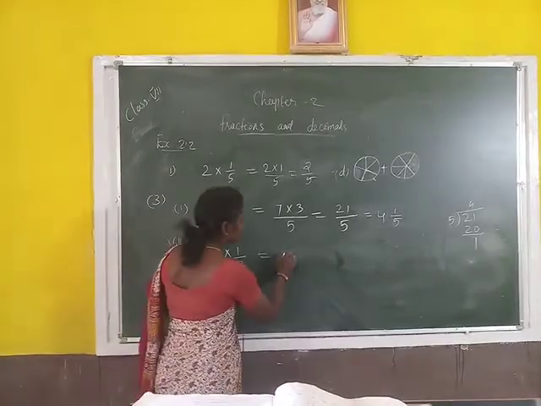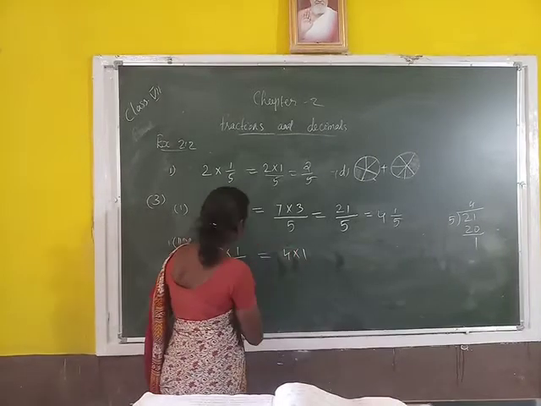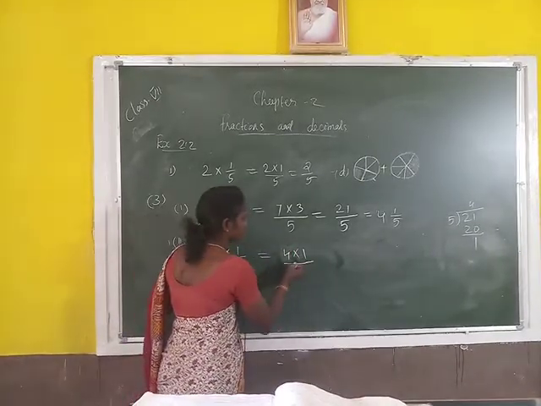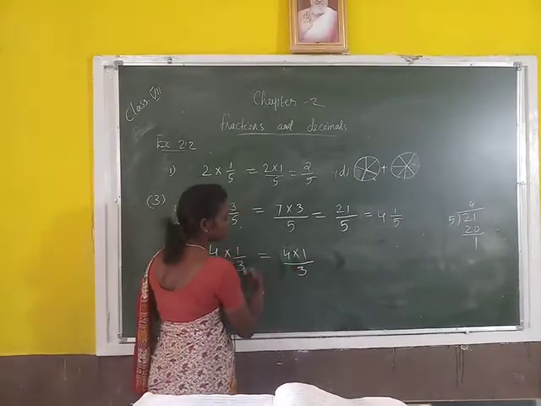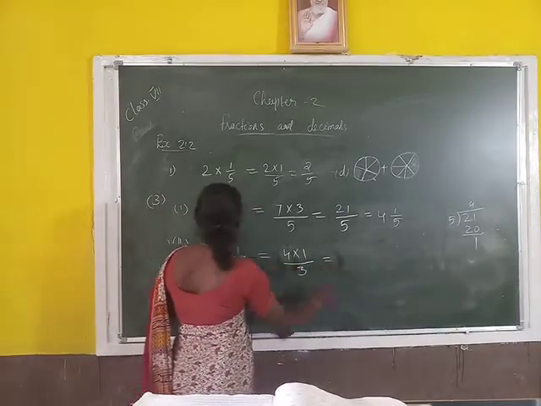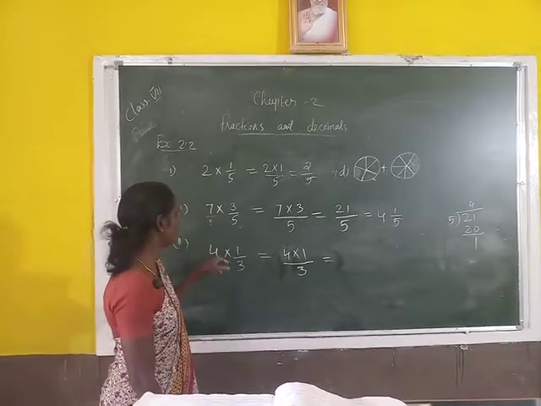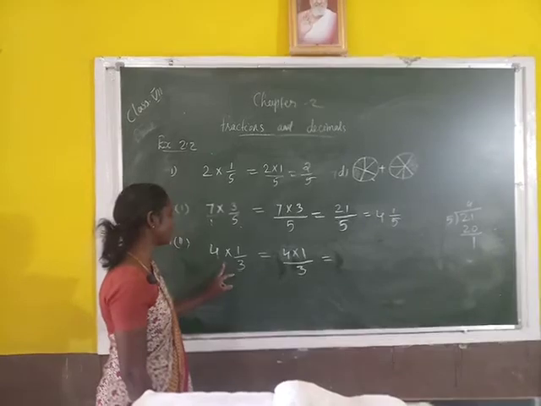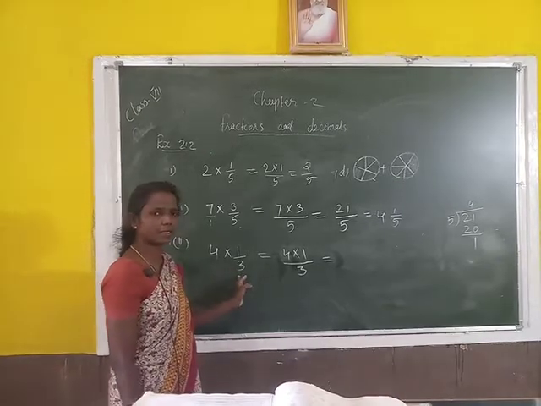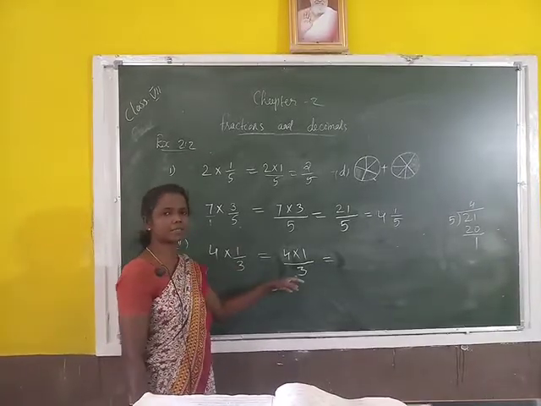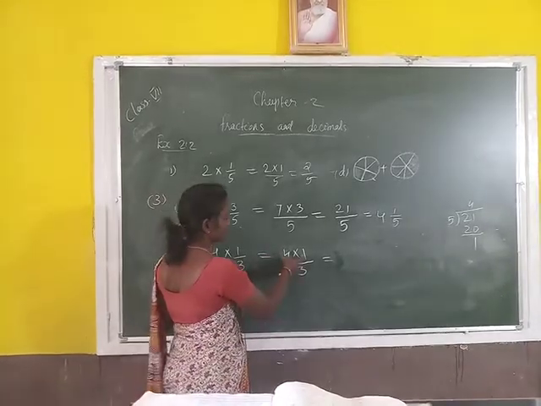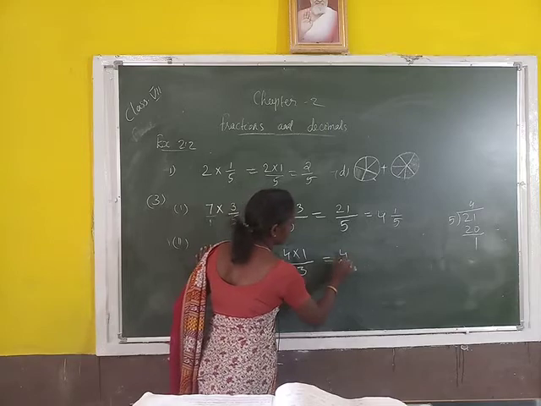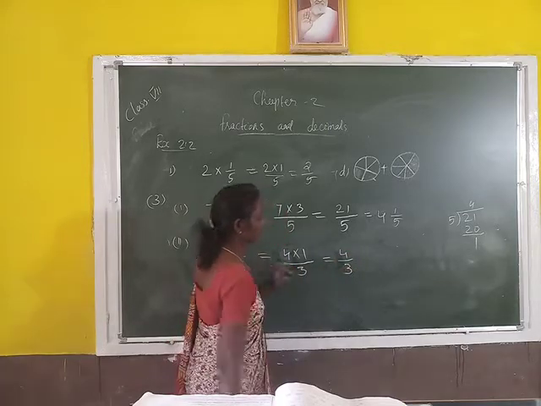Look, first 4 multiply 1 means this 4 multiply numerator. Then which is the denominator? 3. Here 4 has no denominator, so what is its denominator? 1. Its denominator is 1. Any number multiplied by 1 gives that same number. Then 4 into 1, what is the answer? 4 by 3. Look, its answer is 4 by 3.